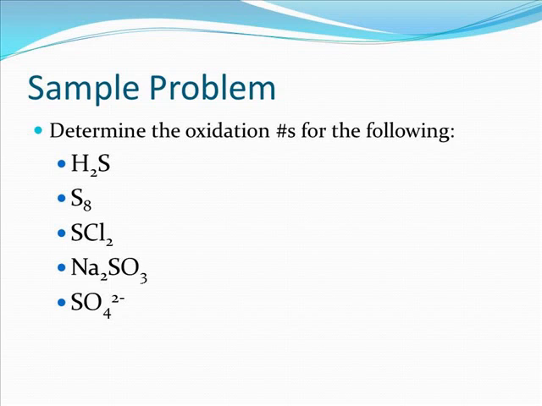Pause it and look at S8, elemental sulfur, see if you can figure out the oxidation number for that. Alright, you should have come up with it being 0. I gave you the big hint, it's elemental sulfur. It's not combined with anything else, it's just sulfur. So the electrons are all where they're supposed to be, they're not shifting around anywhere, oxidation number is 0.